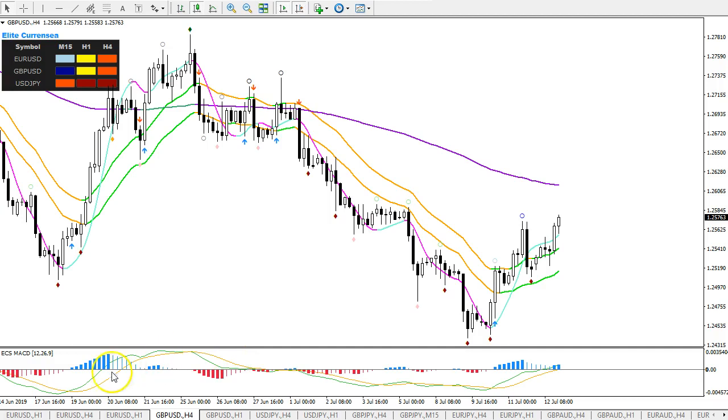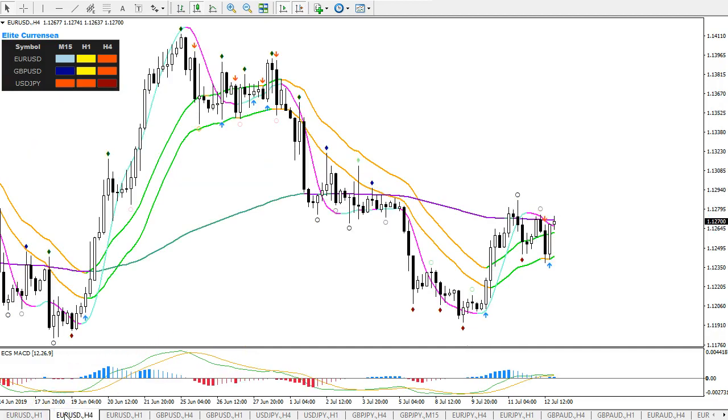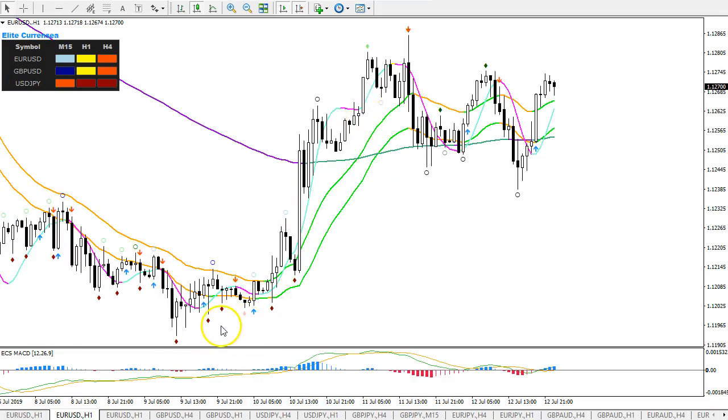Otherwise, let's take a look at what's going on in the live markets. First of all, the euro dollar, of course. Price is bouncing to the upside in a pretty impulsive manner. Let's take a look at the hourly chart here, and from my point of view, it looks like 5 waves up.